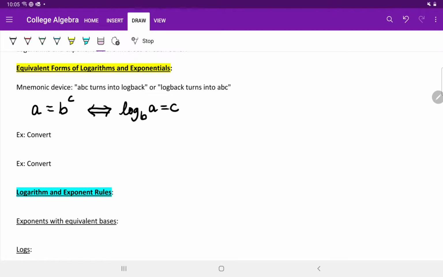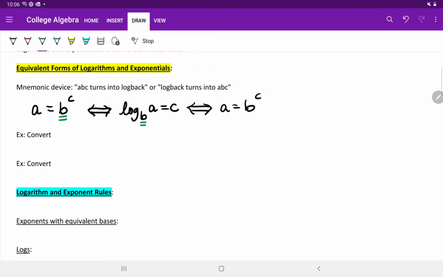Or it also works in reverse, of course. If you had log base b of a equals c, you could convert that into a equals b to the c. So that would be log back turns into ABC. Now, one thing that's usually pretty easy to remember is that b is your base. If we're writing it in exponential form, b is the base of your exponent. And if you're writing it in logarithmic form, b is the base of your log. So we would call this log base b of a equals c.